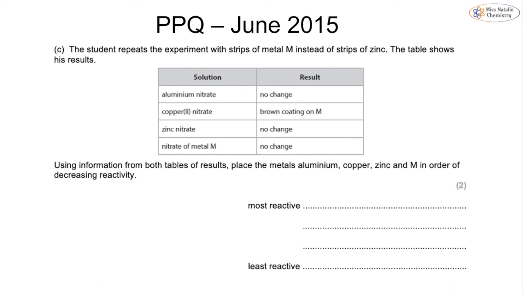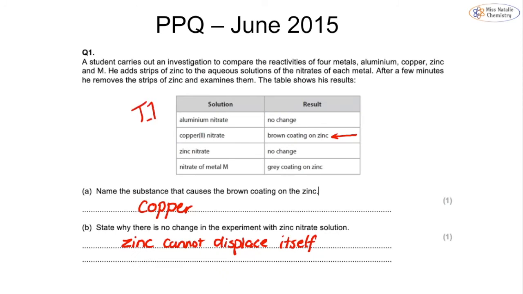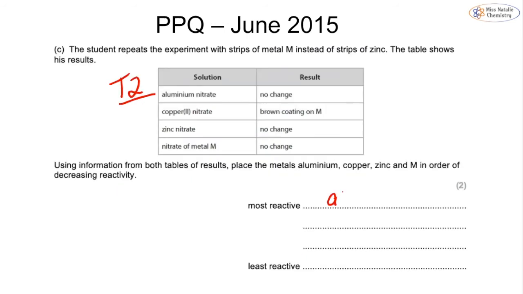So the one that is going to be the most reactive is the one that is not going to be displaced by either. So we can see that aluminium has no change in table 2. So this one being table 2. And if we go back to table 1, we can see aluminium also has no change here. So our most reactive metal in this case is going to be the aluminium.